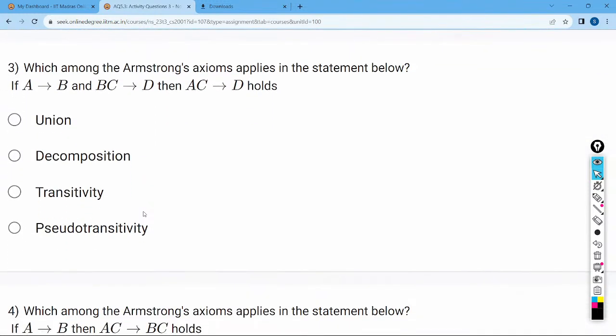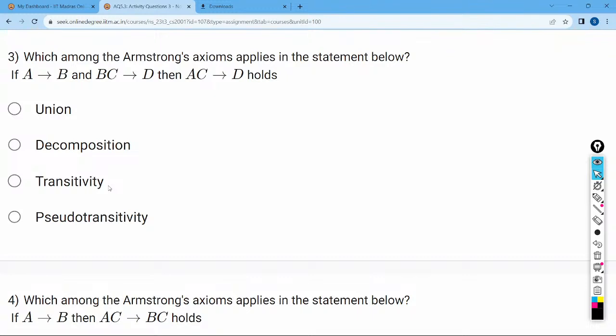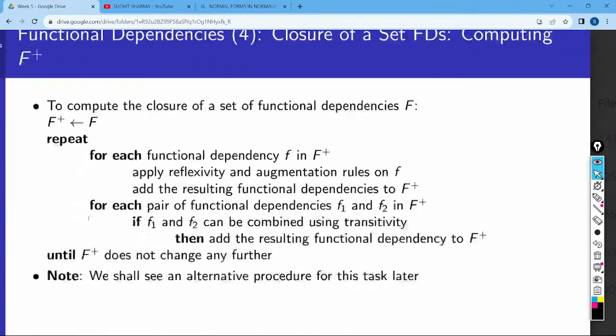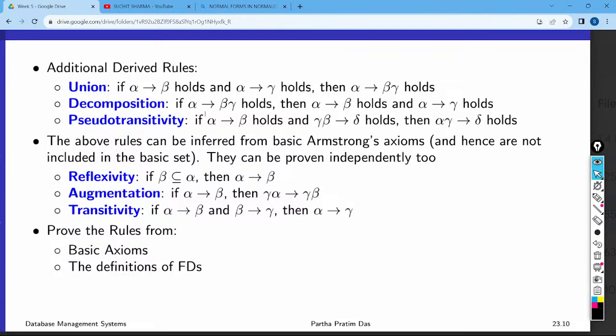Let's move forward. Which amongst the Armstrong's axioms is applied in the statement below? If A arrow B and BC arrow D, then AC arrow D. Transitivity? I need to work on my pronunciation. This is not transitivity, this is pseudo transitivity. All right, so let's put this as true. We just read this here: pseudo transitivity. If alpha holds beta and gamma beta holds delta, then alpha gamma holds delta, right?